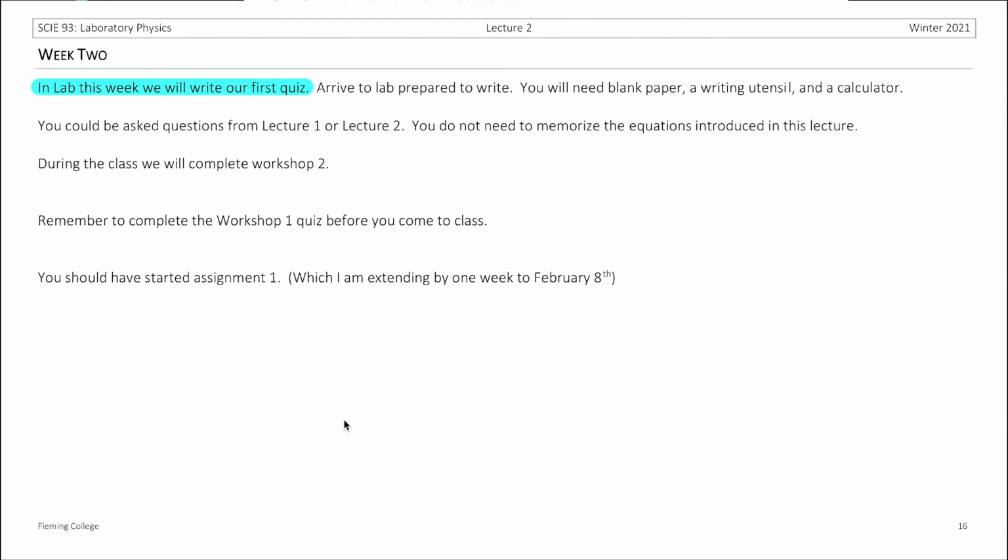During class, our focus after the quiz will be Workshop 2, so you should print that to bring to the in-person class. And don't forget, you need to complete the Workshop 1 quiz before you come to that class. With this information, you should be able to work through assignment number 1. Because of the confusion with the textbook, I'm extending assignment number 1 by 1 week, so it's now due February 8th at 8 in the morning. This will not push back assignment 2, so you will need to start working on that a little sooner than normal.